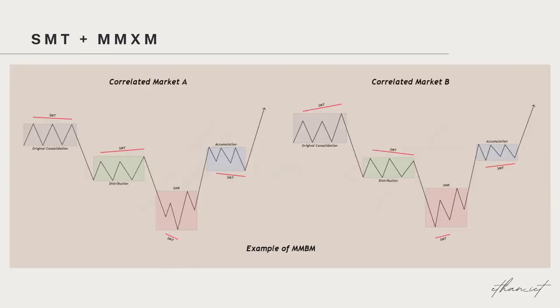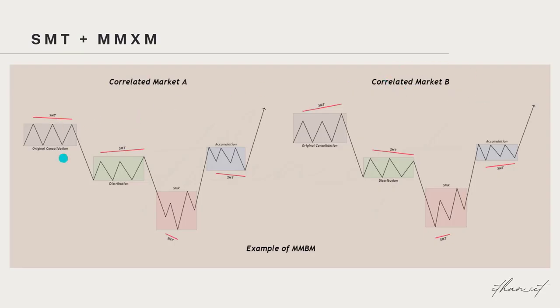Here is a diagram of what I mean when using SMT in confluence with market maker models. Most educators usually teach to look for SMT only at the smart money reversal, but SMT can also be applied to different phases of the market maker model. By studying and understanding this, you will be able to identify why explosive price movements occur. And so here I want to explain correlated market A, correlated market B.